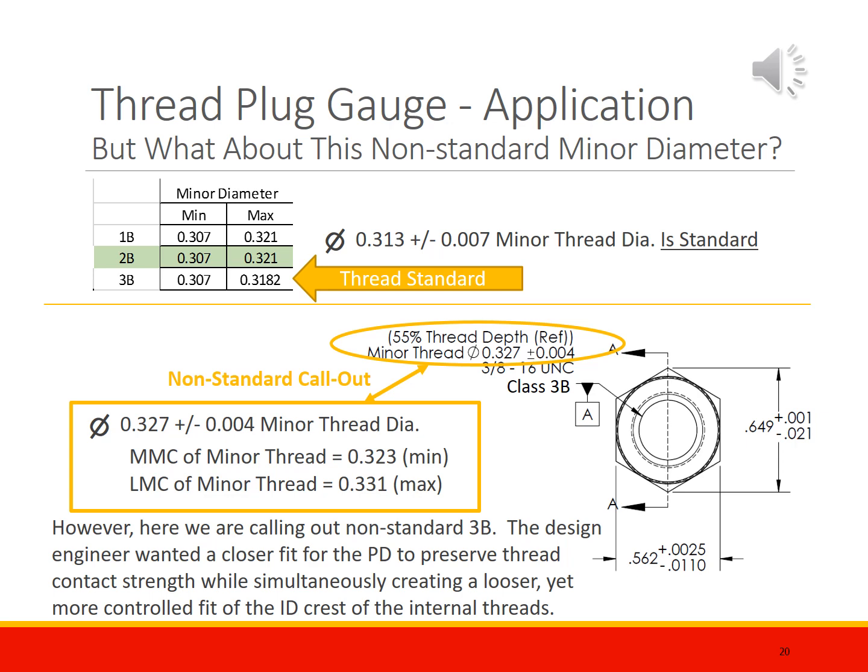This gives us a different number, right? This gives us an MMC of 0.323, which is our minimum allowed through hole, and an LMC of 0.331, which is our maximum allowed through hole. The engineer here is mucking about with the standard thread form. Okay, fine. We know this sets up our needed go, no-go gauge pins to check the minor diameter of our specialty nut. Remember, minor diameters are not checked by thread plug gauges. We must use pin gauges to perform this check.